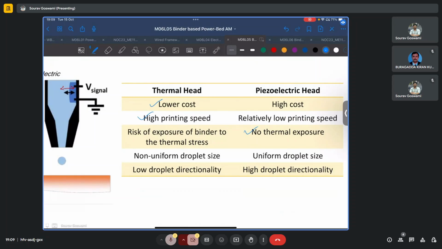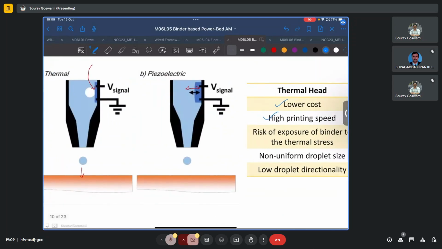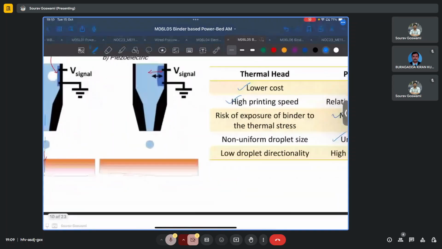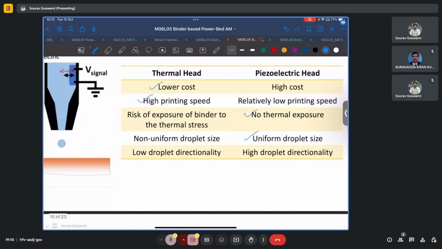The drops that are dispensed from a thermal head typically tend to have a non-uniform size, whereas a piezoelectric head is very consistent and reliable in terms of the droplet size that it dispenses. Again, the thermal head dispenses droplets which do not really have a strong sense of directionality, as in, it is not necessary that they will fall normally downwards. It is possible that the drops may get deflected, whereas in the case of piezoelectric heads, there is a high directionality of the droplet.